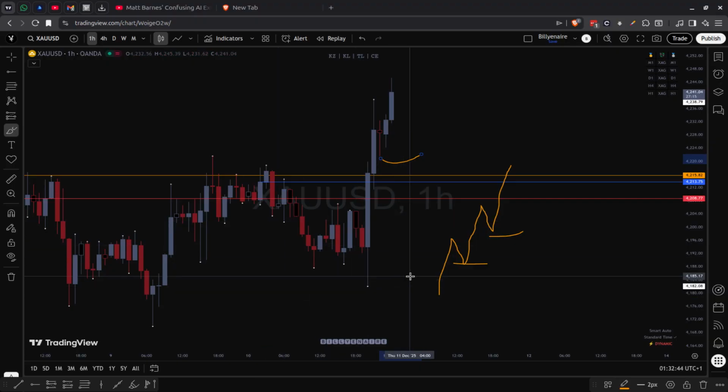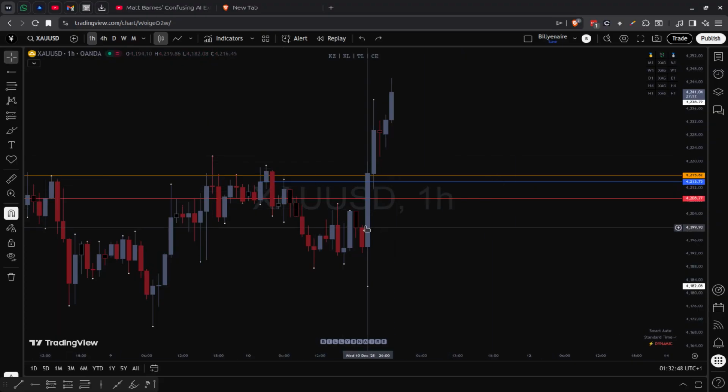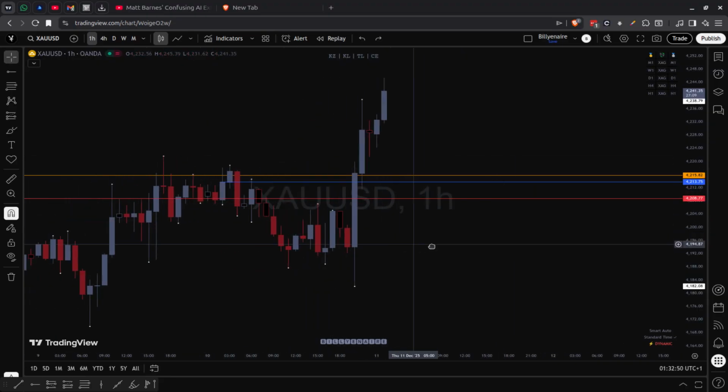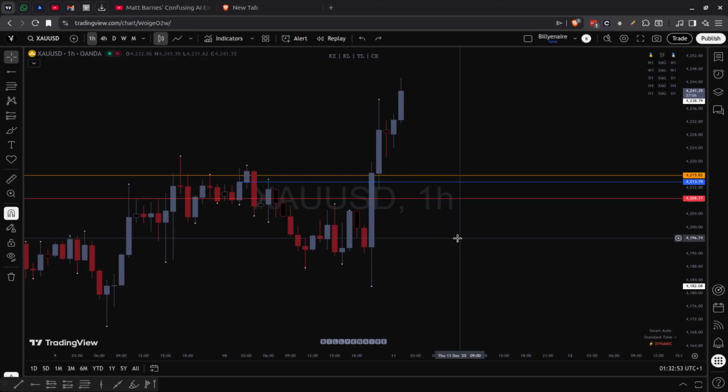For those of you who don't even know what fair value gaps are, or the reasons why you're trading them, you think it's all because of some woo-ha. No. All it is really is that you are trading liquidity. Let's go.